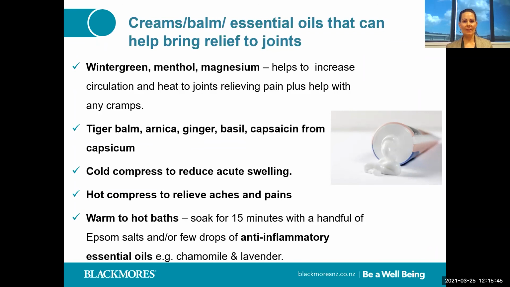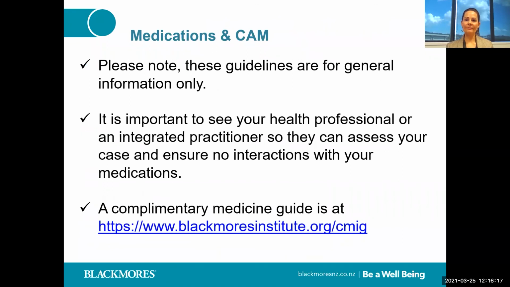There's also creams, balms, and essential oils that can help bring relief to joints, such as wintergreen, menthol, and magnesium, which helps with circulation and relieving pain, plus helps with any cramps. Tiger balm, arnica, ginger, herb basil, capsicum. Cold compress to reduce acute swelling, hot compress to relieve aches and pains, warm to hot baths, soaking for 15 minutes with a handful of Epsom salts and a few drops of anti-inflammatory essential oils such as lavender and chamomile can be helpful.